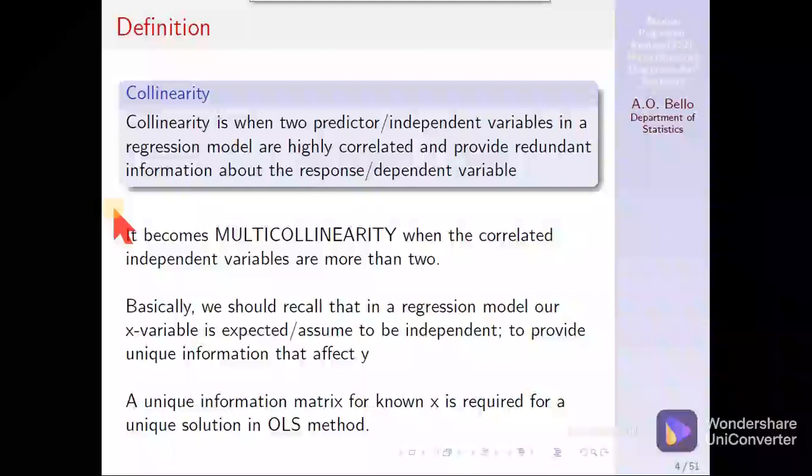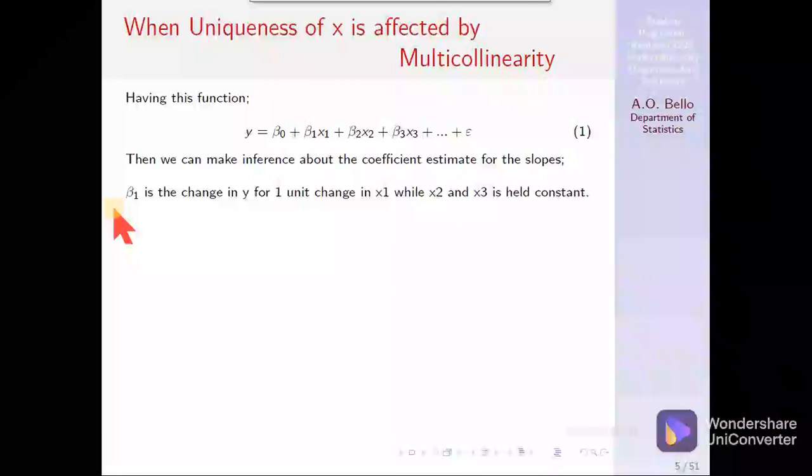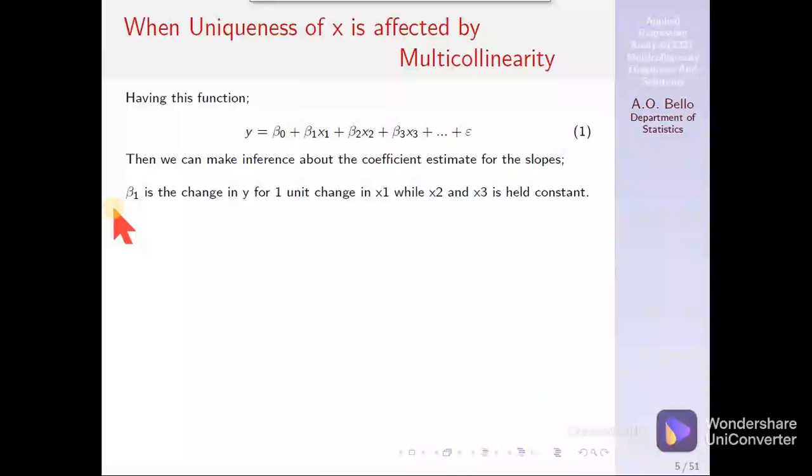So all these independent variables are expected to provide unique information, and this uniqueness is also demonstrated in the information matrix. When we are having a multiple linear regression, the information matrix is expected to provide a unique solution for our OLS estimate. That means the OLS estimate for each x should be unique. So when the uniqueness of x is affected by multicollinearity, what do we have? The x variables are expected to provide unique information about how they affect our y, but when this uniqueness is affected by multicollinearity, what are known depend on the variables of interest to us, and then this is our error term.